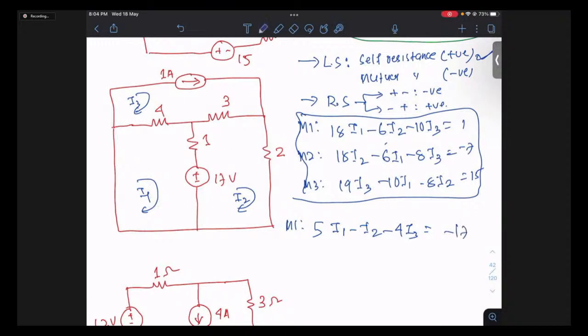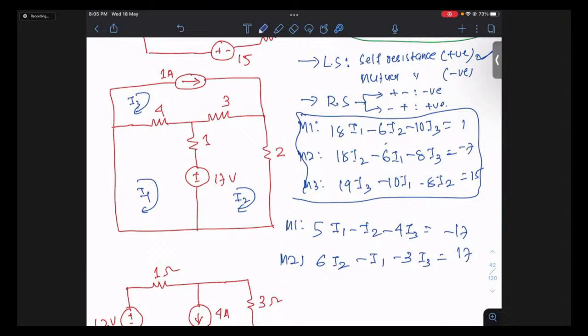Similarly, for mesh 2, the self-resistance is how much? 1, 3, 2. So 6. So you get plus 6I2 and minus 1 into I1, minus 3 into I3 is equals to how much? Plus 70, right? Minus to plus means it is positive, that is 70. So this is the second equation.